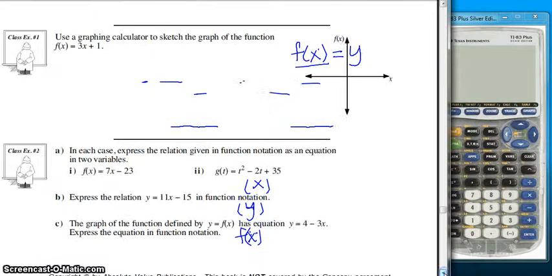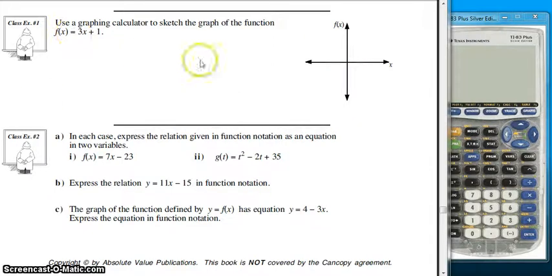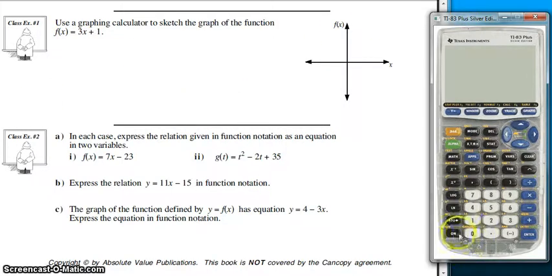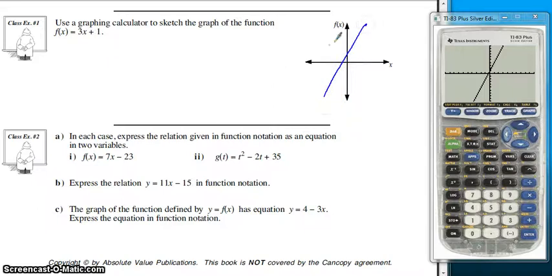Okay, so use the graphic calculator to sketch the following. Well, what does it mean? On your graphic calculator, you can't type f of x, but you can just type y. So you just type 3x plus 1. This is the same as having f of x because y is f of x. You just graph it. Here we go. So you will have a line that goes like that. It will cross at 1.